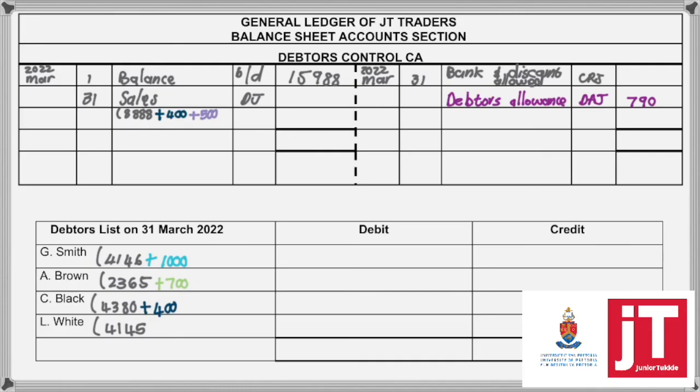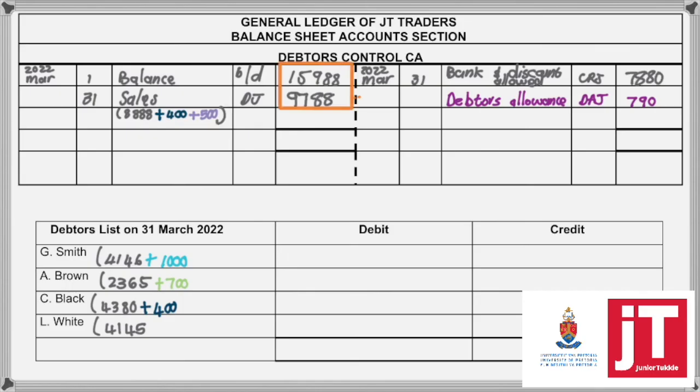Now, if you knew your layout, you would have immediately seen that the debtor's allowances is missing. And you could have already written in right from the start, debtor's allowances, DAJ. And then when you go through the transactions, just add the total of 790 Rand. So my suggestion is that you start from the beginning by writing down the full layout or the full format of the debtor's control account, which by now you should know off by heart. You need to be able to write it down from memory. Otherwise, this section is going to be very confusing and very difficult. So it was left out, so what we do is we add it in.